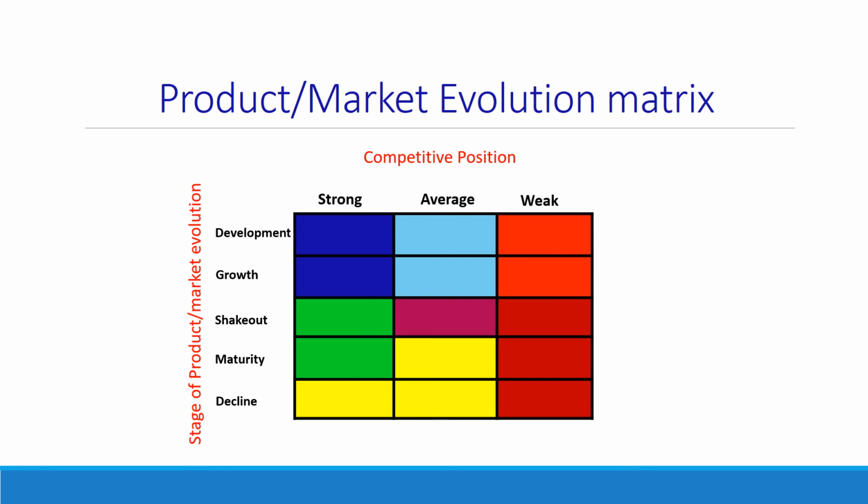Then the business falling in the strong competitive position and in the mature and the shakeout market can be looked upon as the cash cows, as they can be used for cash generation. They have a strong competitive position, but they are in the shakeout or maturity stage. That is the green part. They can be used for cash generating, but they cannot exist in the long run until they improve their position.